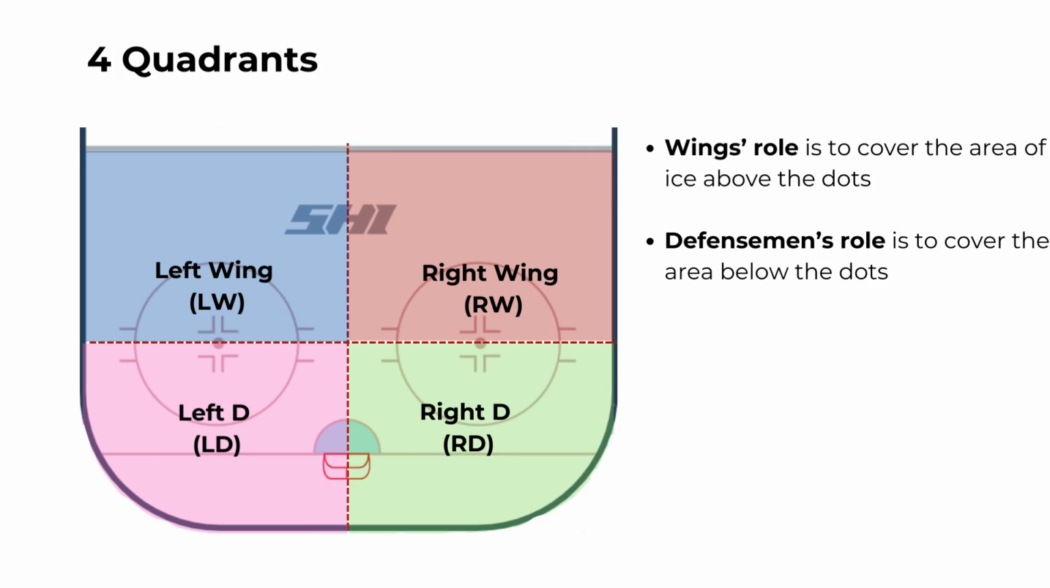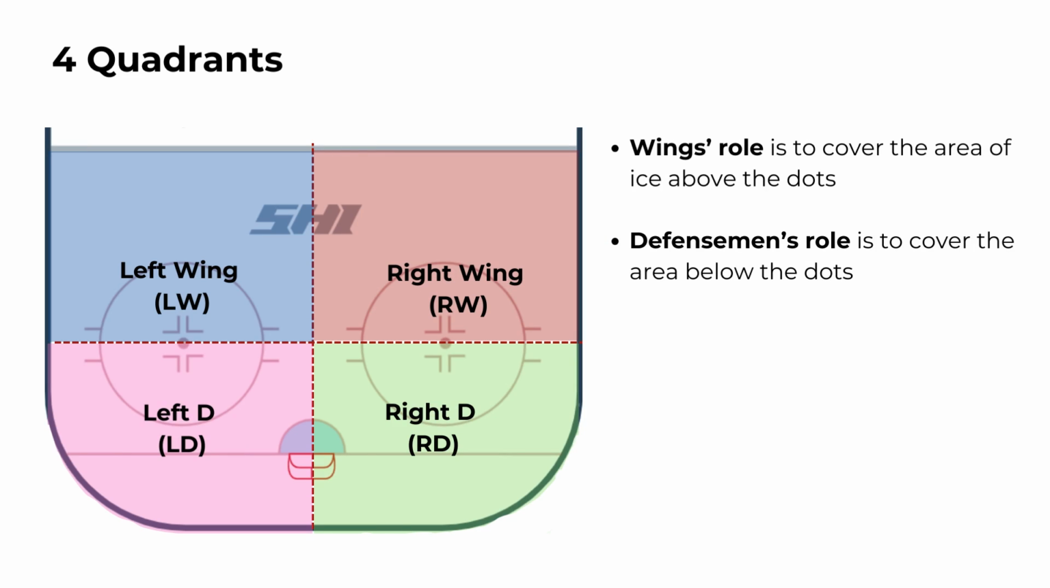First thing we want to discuss is how we can think about the D zone as 4 quadrants. You can see in the diagram that we've drawn a line vertically down the middle of the zone, and we've drawn one horizontally through the 2 face-off dots. This creates 4 quadrants of the D zone. As a general concept, one player is responsible for covering each quadrant. The wing's role is to cover the quadrants that are above the dots, while the defenseman's role is to cover the 2 quadrants below the dots. The center's role is typically to support whichever quadrant contains the puck.